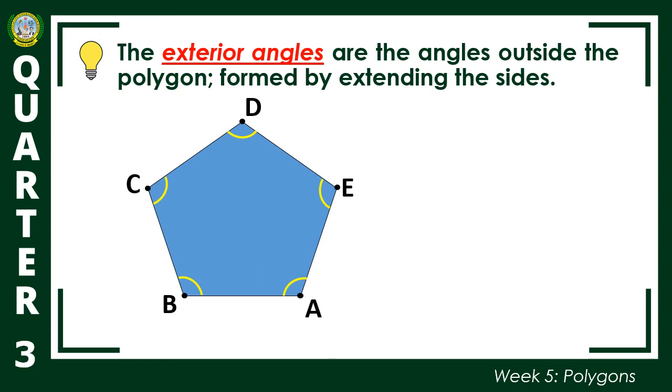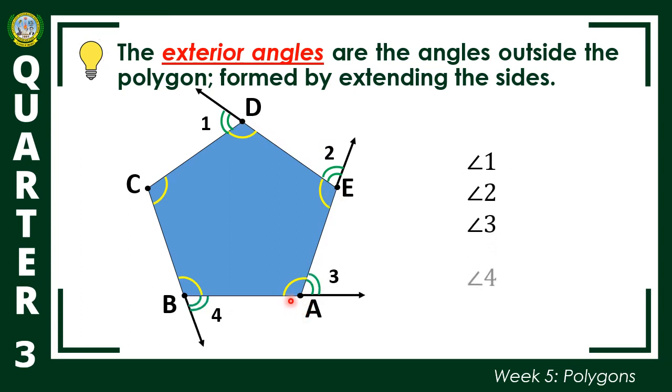For example, we have angle 1, which is adjacent to the interior angle, angle CDE. We have angle 2, na adjacent naman po kay angle DEA. Angle 3, angle 4, and angle 5. Okay, so we have 5 exterior angles, and each exterior angle is adjacent to an interior angle. So notice also na nagfo-form po ng linear pair yung interior angle at yung exterior angle.